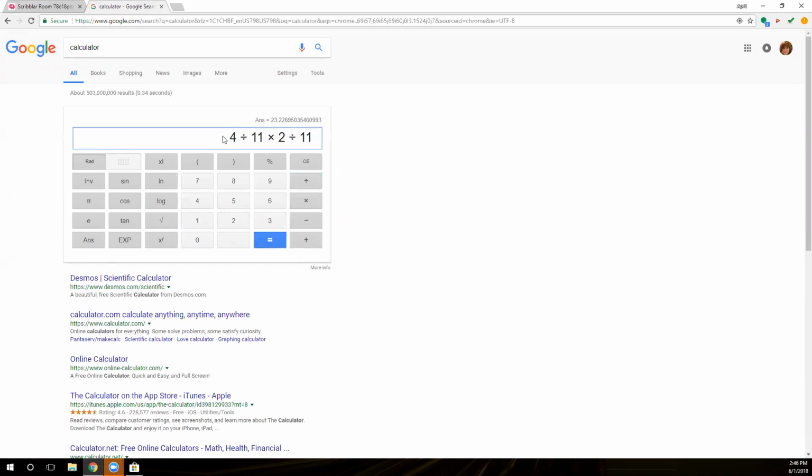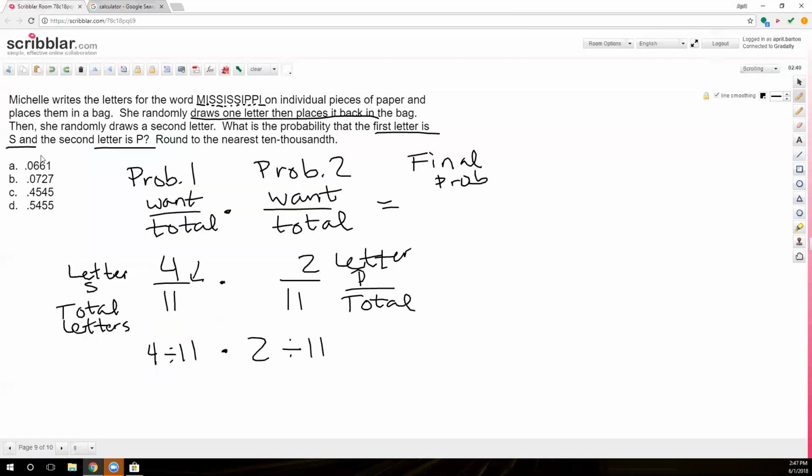And you can just type in the whole thing. If it's all divide and multiply signs, just type the whole thing in at once. So this time it said to round to the nearest 10,000th, which is 4 spots, 0.661. But they also had answer choices here, so you knew how much to go to.